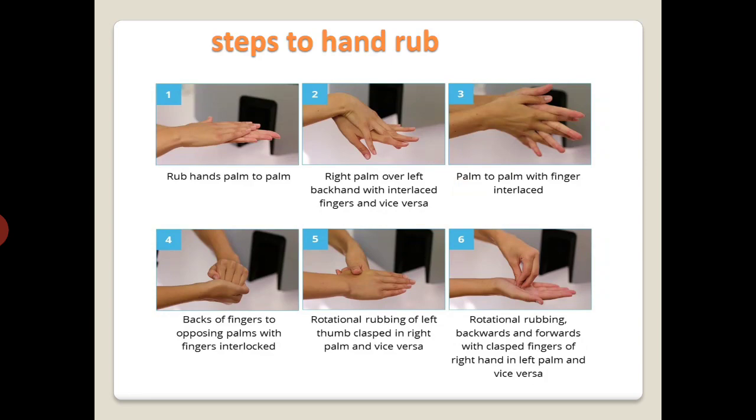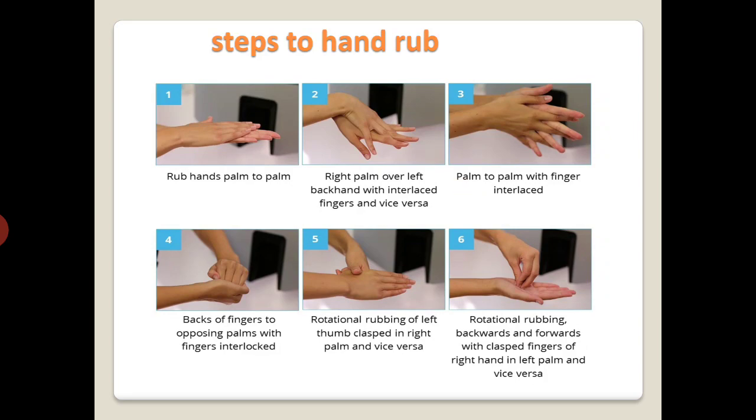And the third step, palm to palm with fingers interlaced. The fourth step, back of the fingers to opposing palms with fingers interlaced. And the fifth step, rotational rubbing of the left thumb clasped in right palm and vice versa.